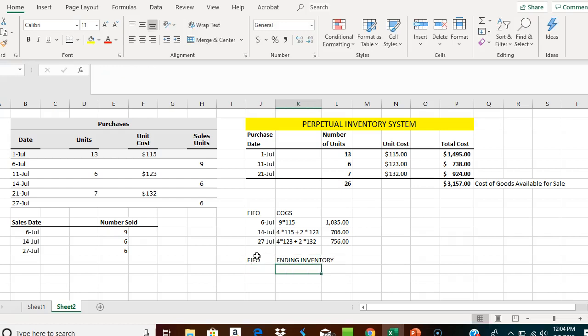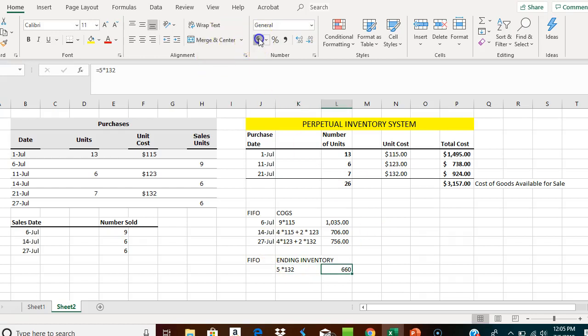And the question now becomes, what do we have left? Well, those 13 units have all been sold. These 6 units have all been sold. And of the 7 units here, we've sold 2 of those. We still have 5 units remaining at a cost of $132 per unit. So our ending inventory will be 5 times the 132.